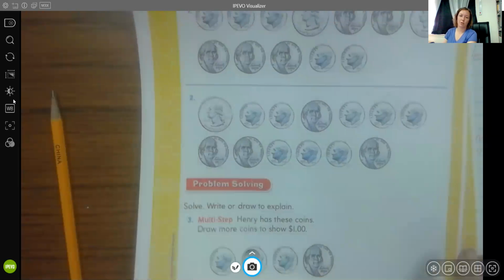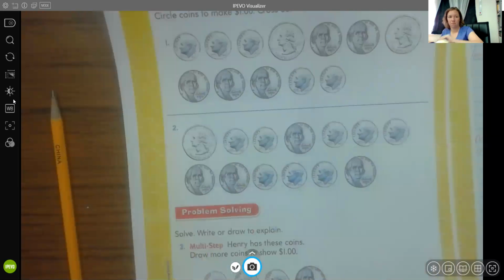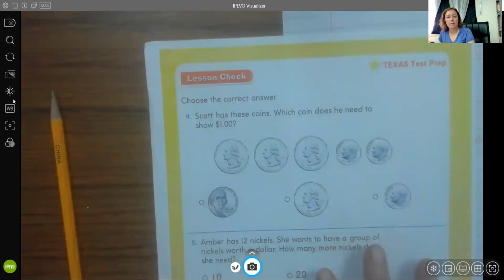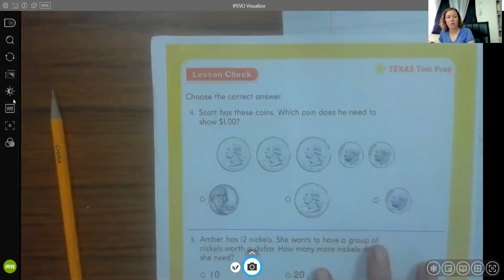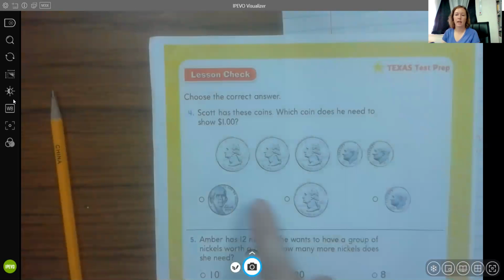I don't expect you to be able to draw the president's faces on all these, and not all of them look the same. Okay. Number 4, Scott has these coins. Which coin does he need to show $1? So this is what he has. Which one of these added to this will make $1?